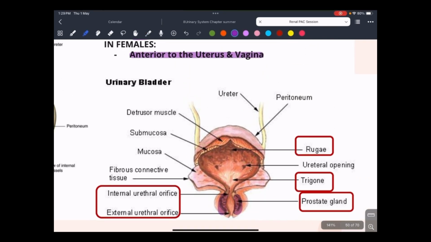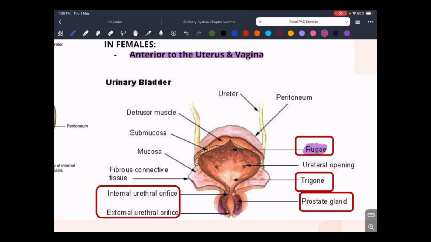What else about the bladder? Rugae. Rugae are little, they look like this, right? They're little squiggly lines. They're not lines, but they're folds. That's the word I'm looking for. They are folds that give the bladder more surface area so that it can hold more urine.